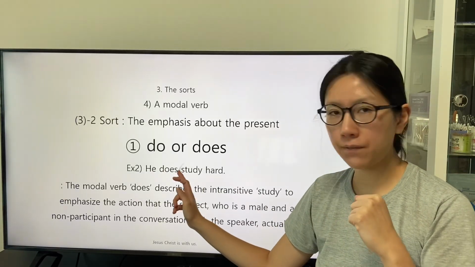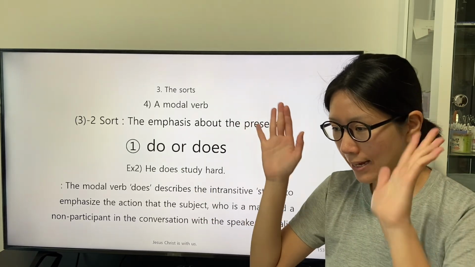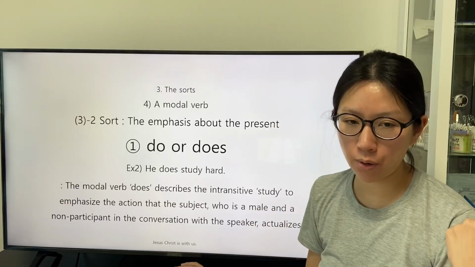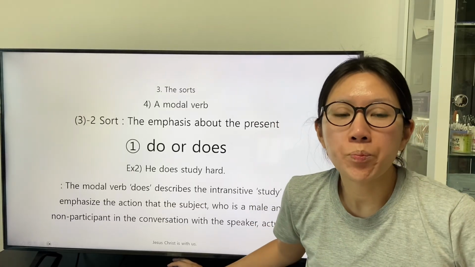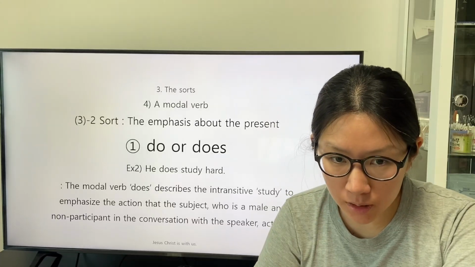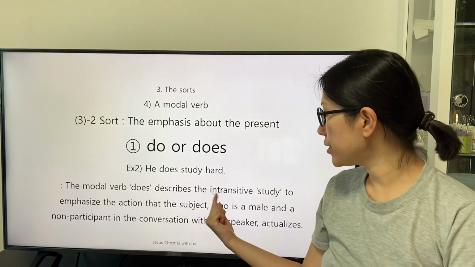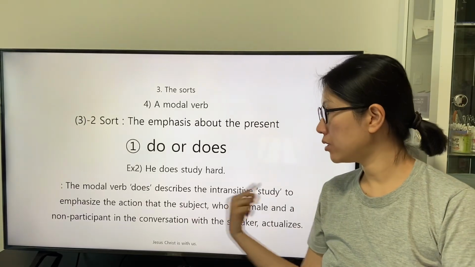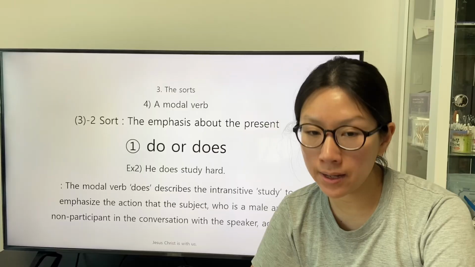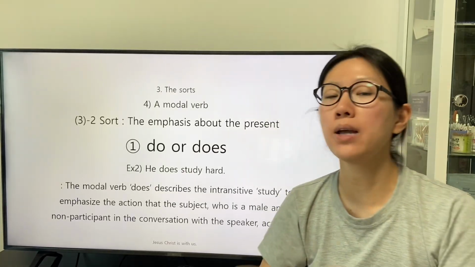the form of the intransitive verb study stays in its original form. The modal verb does describes the intransitive verb study to emphasize the action that the subject, who is a male and a non-participant in the conversation with the speaker, actualizes.